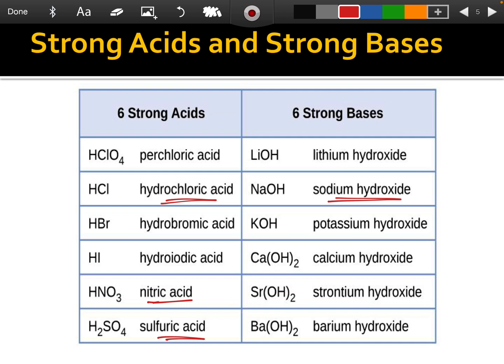In your notebook, you will look up what some of the uses for the strong acids and strong bases are and how they're used in industry.